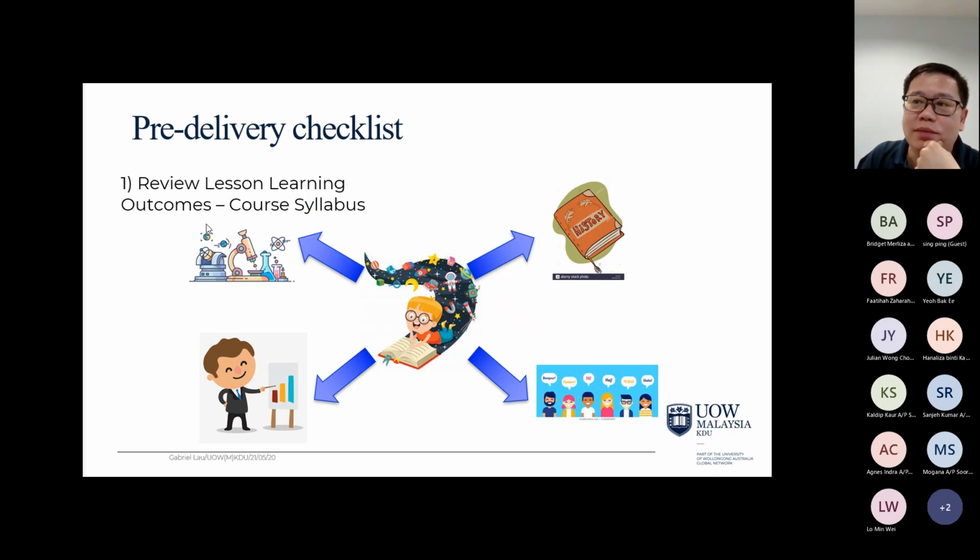The lesson learning outcome will be reflected from the course syllabus. So are we looking at language? Are we looking at history? If it is history, maybe we are going to talk about the Vietnam War in Asia. That is one part. That is what you want to achieve. You want to educate the students about the impacts or the historical lesson of the Vietnam War in Asia.